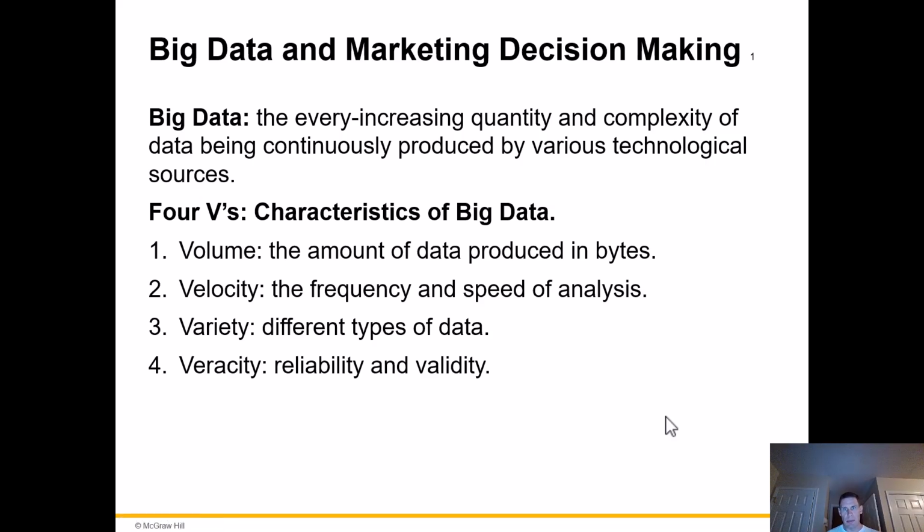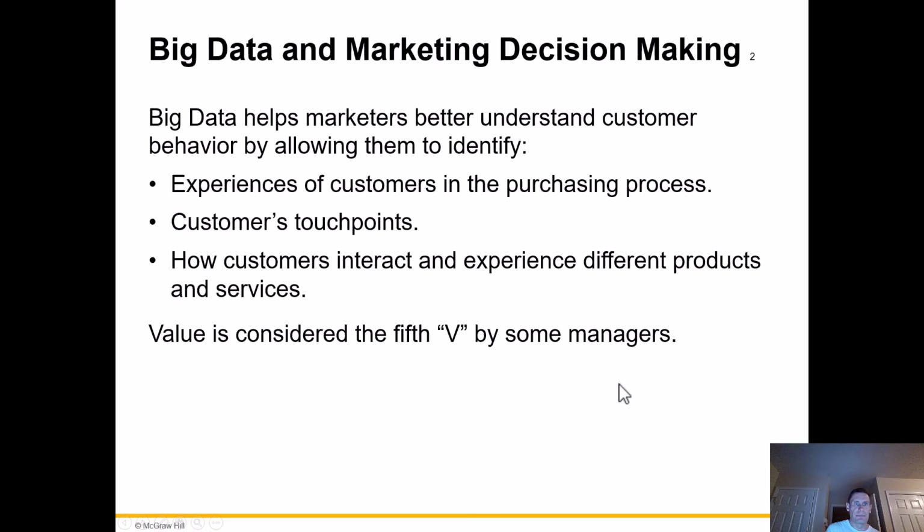Now, big data, what do we mean by big data? We really just mean the ever-increasing quantity and complexity of data being continually produced by various technological sources. And whenever we talk about big data, we often talk about the 4 V's, right? So the first is volume, the amount of data produced in bytes. Number 2 is velocity, the frequency and speed of analysis. 3 is variety, different types of data. And 4 is veracity, which speaks to the reliability and validity of the data.